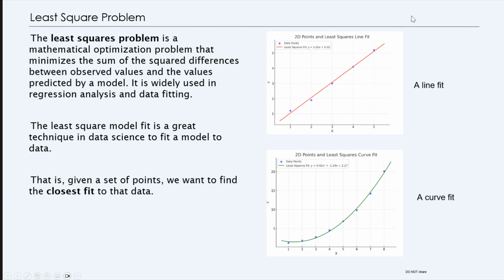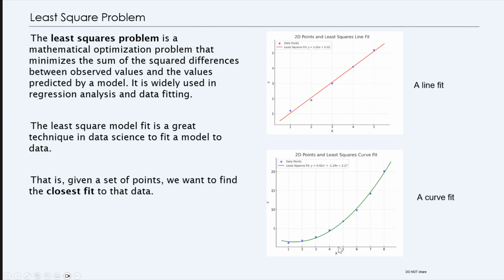Now, one of the important problems in data science is the least squares problem. It's a mathematical optimization problem that minimizes the sum of the squared differences. So it's a great fit. For example, if you've got a bunch of points, you're going to try to find the best fit line or best fit curve, depending on how the points are distributed.